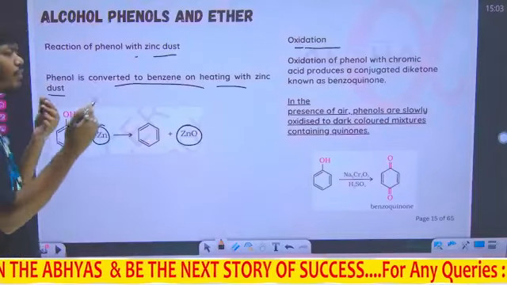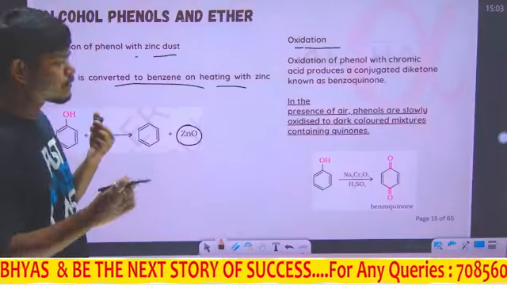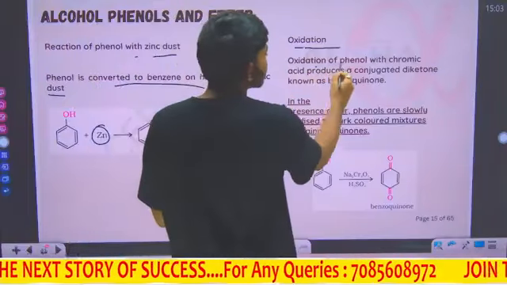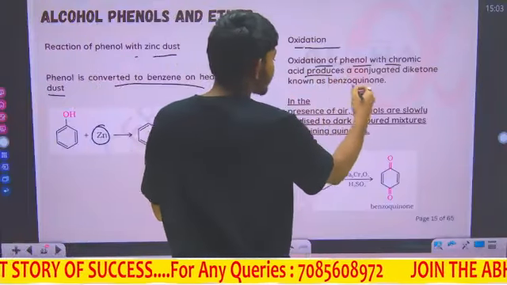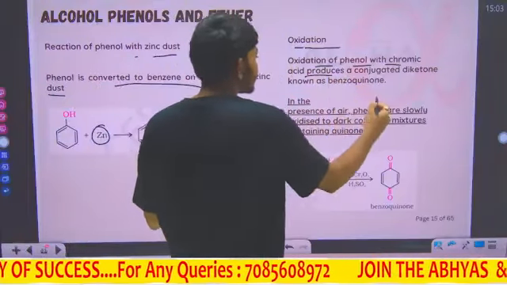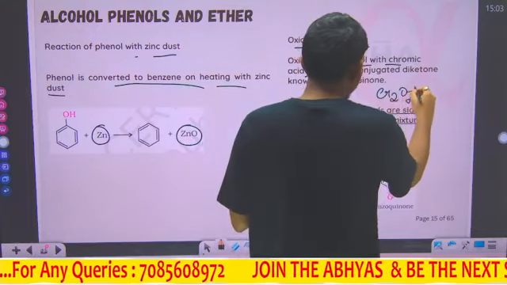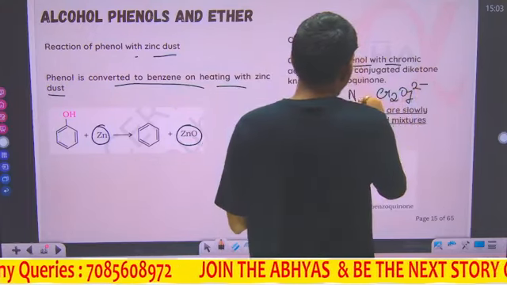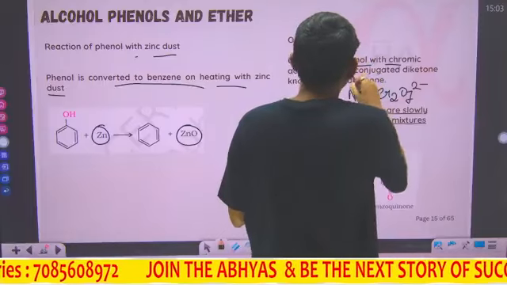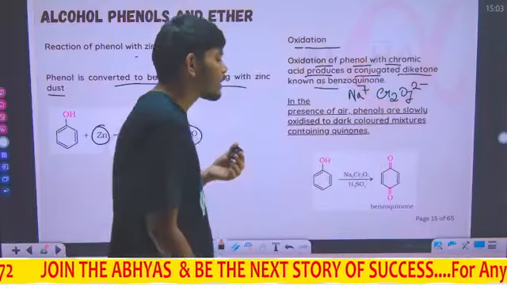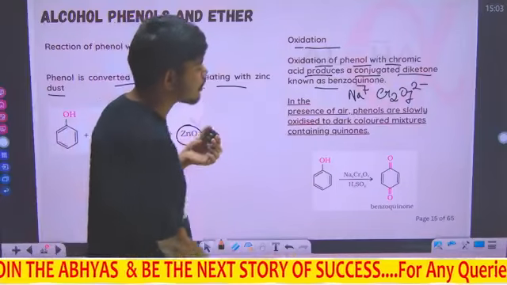While doing conversions, you can see this minor reaction. So oxidation, what do we have? Oxidation of phenol with chromic acid, that is your Na2Cr2O7. This is your chromic acid. A conjugated diketone known as benzoquinone is formed. Diketone, like two ketone groups will be present over here after the reaction.